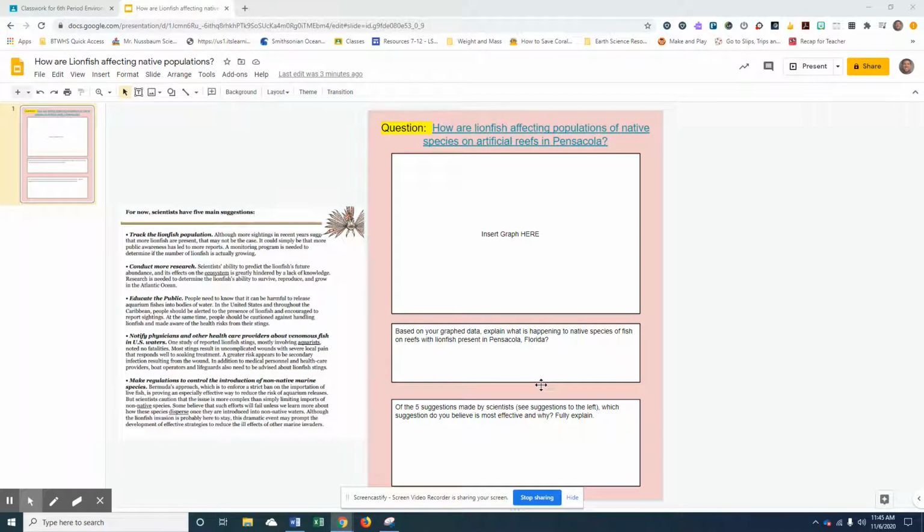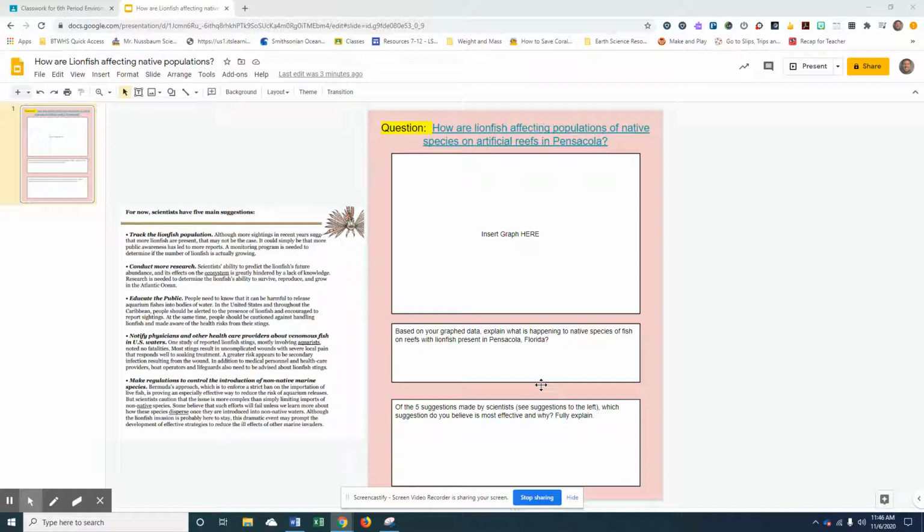Classroom. It's a one-slide assignment that should not take you very long to complete. I'm going to walk you through the steps that you should take in order to complete the assignment as best you can. In this assignment, we are going to be observing and answering the question, how are lionfish affecting populations of native species on artificial reefs in Pensacola? Now, let me break that down for you.